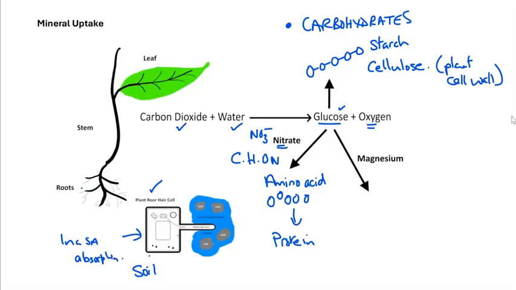Now, the nitrate is present on the soil particles, and they are taken up into the root hair cells and then transported from the root through the stem and out to the leaf tissue. That nitrate is the source of nitrogen to allow us to make amino acids, and the amino acids are joined together to give the plant protein. And of course, we would be aware that protein is essential for growth.